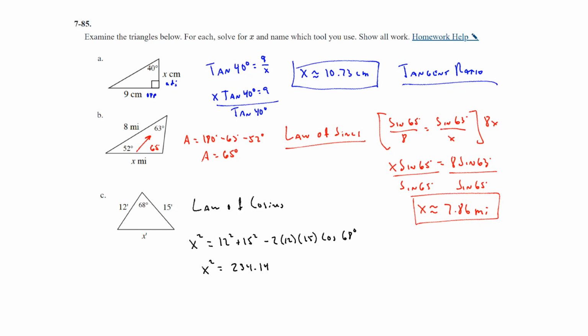234.14. And that's approximately. And then you take the square root of both sides and we get x is approximately 15.3. If we're going to round to two places, it would be 15.30. And that would be measured in feet. And then law of cosines was the tool that we used.